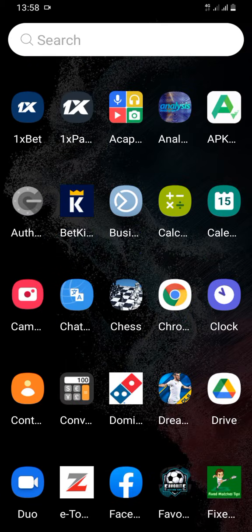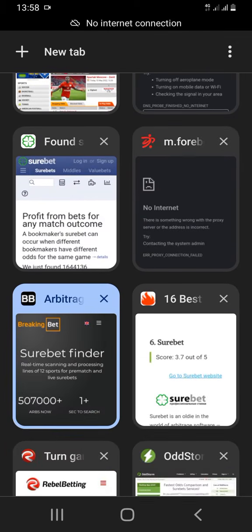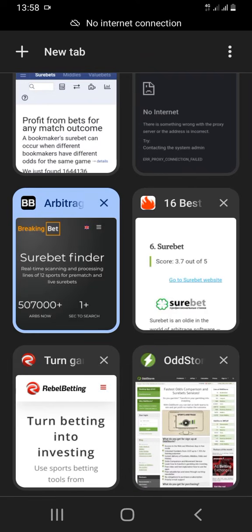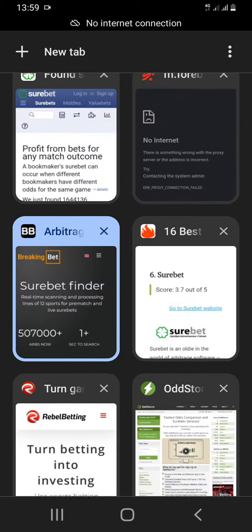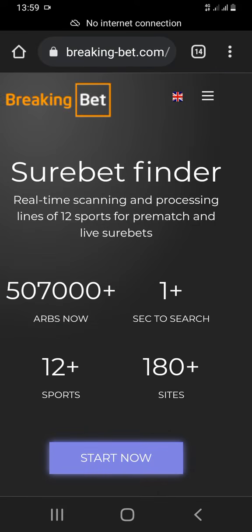I will start with number one that I have here. The first one today is Breaking Bets. Breaking Bets is an arbitrage software finder. You understand? It's a software that helps you find arbitrage bets that can help you make money through arbitrage betting. So here is Breaking Bets.